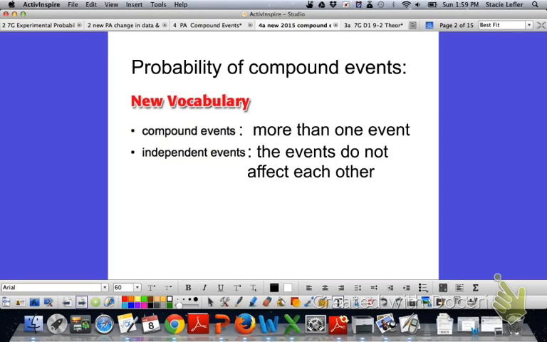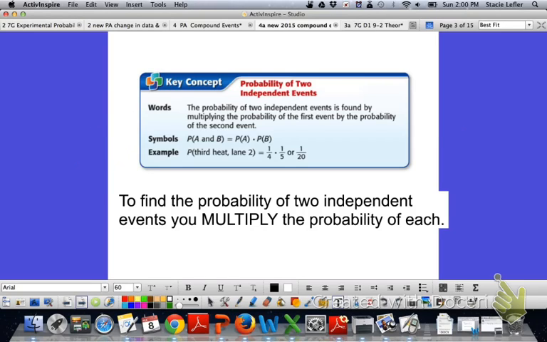We have already found the probability of simple events, that's one event happening. And remember, probability is to find success over total, success divided by total. New vocabulary here are compound events. Compound events are when you have more than one event happening. Independent events are when those events do not affect each other. So what do we do if we have two independent events?